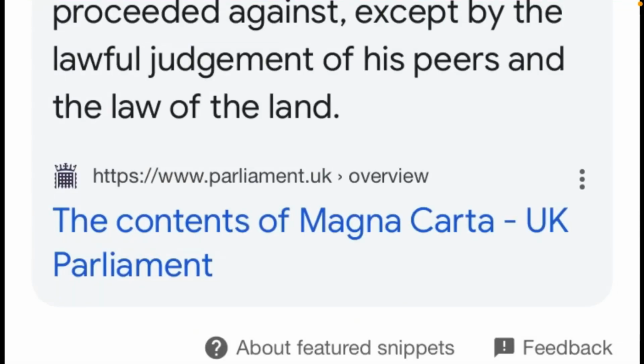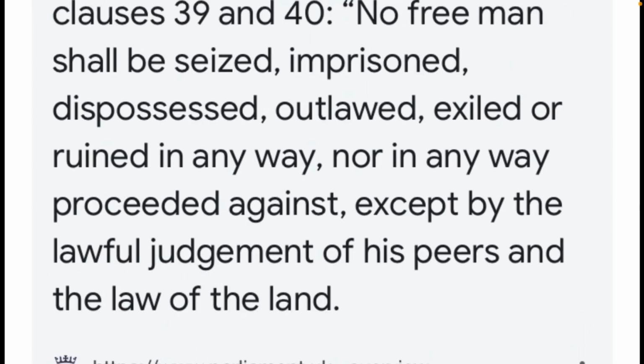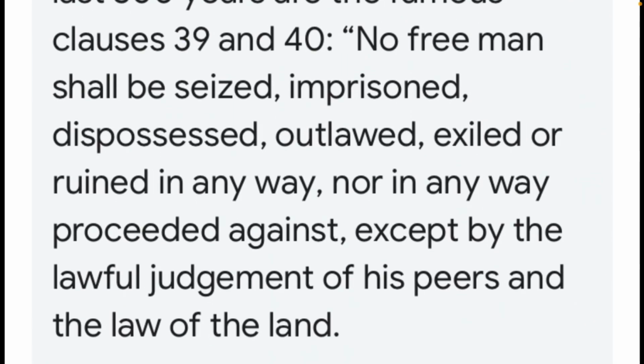Now this comes directly from the Magna Carta. It says that no free man shall be seized, imprisoned, dispossessed, outlawed, exiled, or ruined in any way, nor will we proceed against him, except by the lawful judgment of his peers and the law of the land.